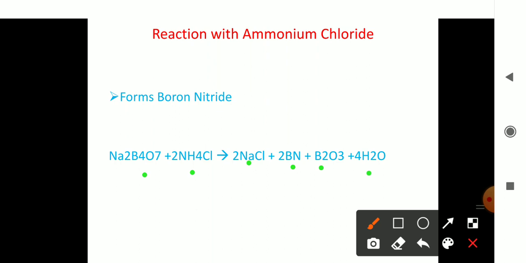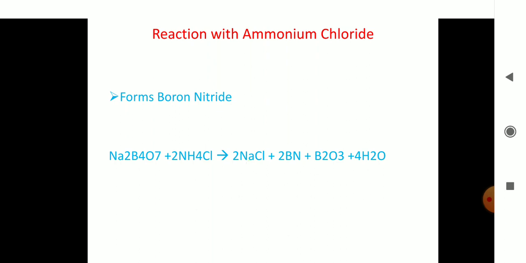Is it clear, students? So how can we conclude this? When borax is allowed to react with ammonium chloride, the product is boron nitride. Okay, with this the chemical properties are over. There were 4 properties given, all the 4 we have completed. Then let us see the uses of borax.